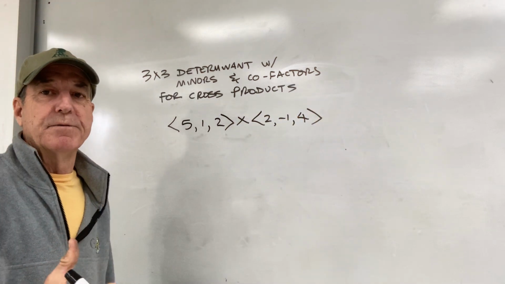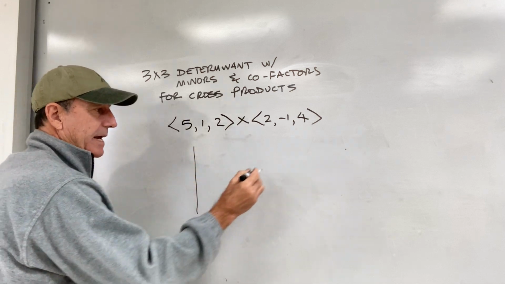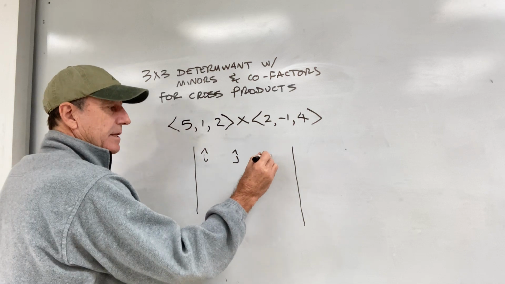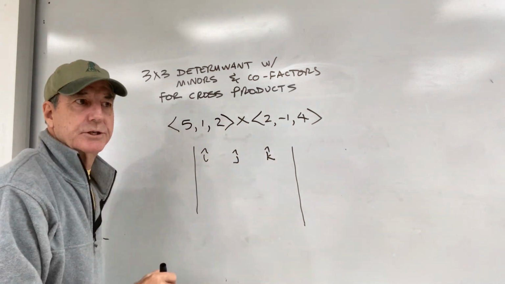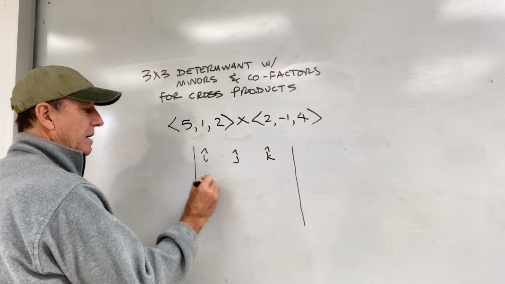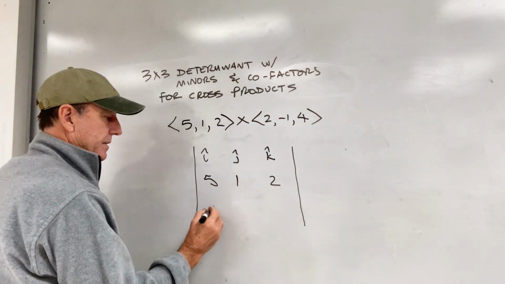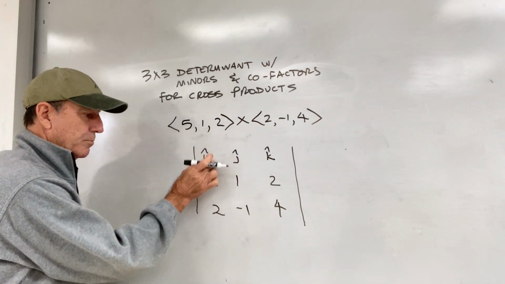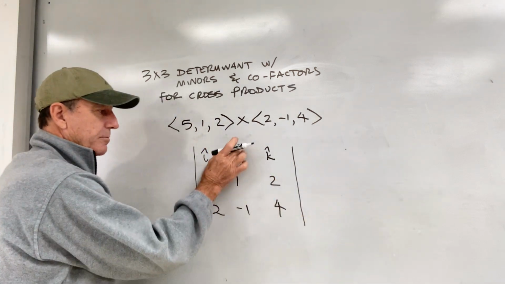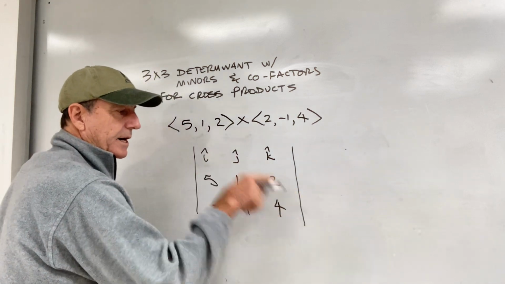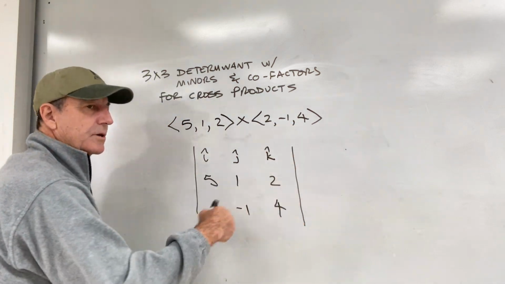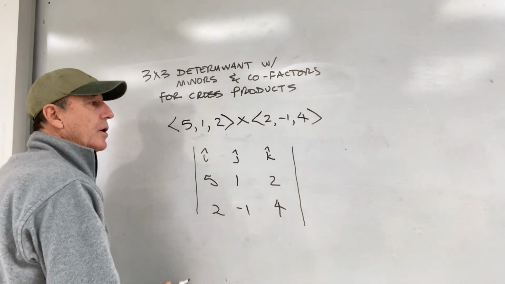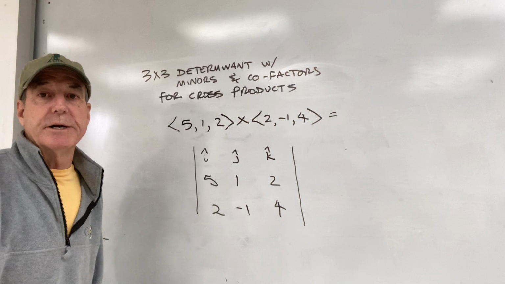The way we did that before was we created a 3x3 determinant with i, j, and k, the little unit vectors in the x, y, and z direction. And we put the components here, 5, 1, 2, and then 2, minus 1, 4. And we did the rule of Sarrus where we repeated this column over here, and repeated this column next to that, and then we did 3 diagonals going that way, 3 diagonals going this way, added, subtracted, and we got the cross product. For this one, we are going to just expand by minors.